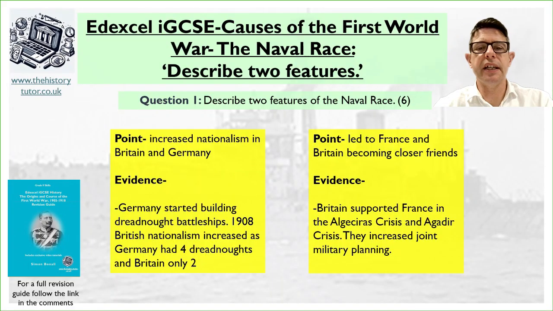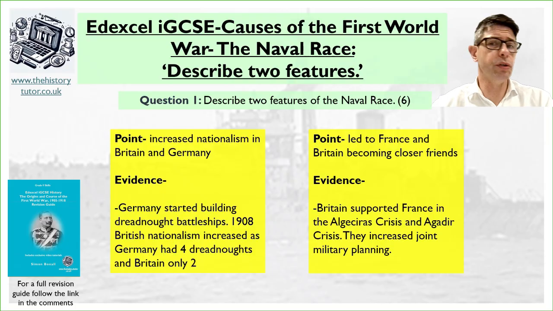First point, the naval race increased nationalism in Britain and Germany. Evidence for this could be that Germany started building dreadnought battleships. By 1908, British nationalism increased, as Germany had 4 dreadnoughts and Britain only had 2. Britain, of course, is supposed to have double the amount of its rival with its 2-power standard, so there was an outcry in Britain.